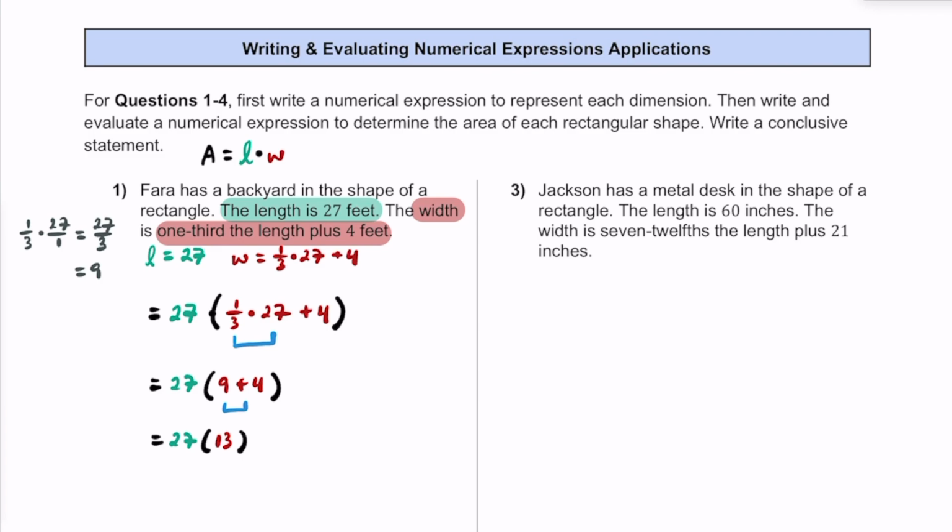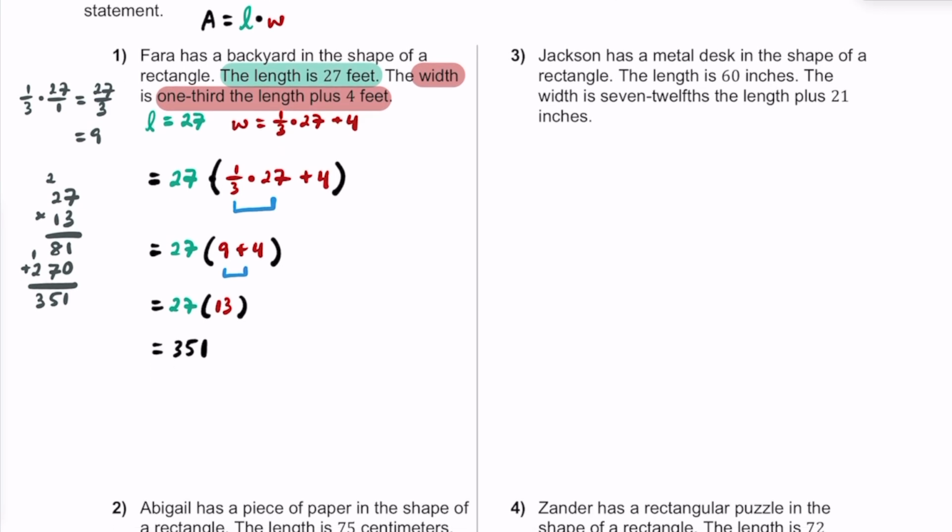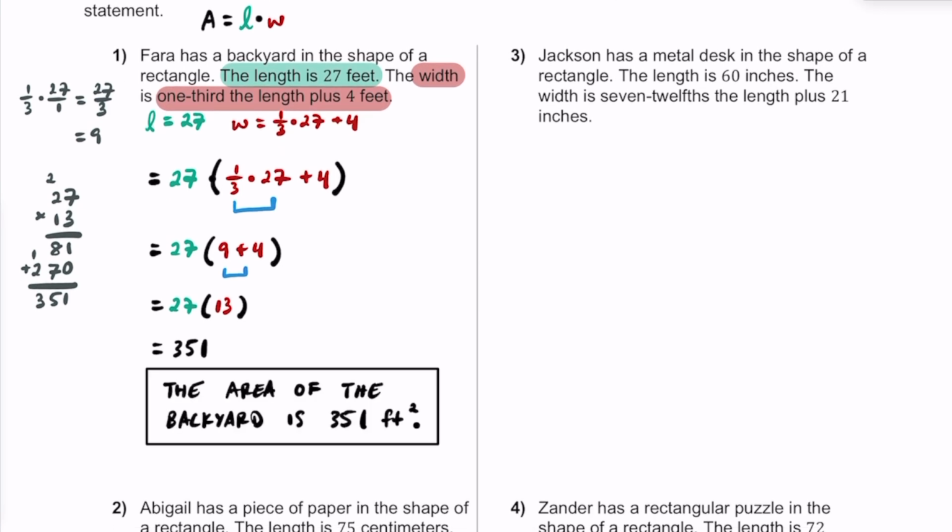Okay, so if we do 27 times 13, let's see what that's going to be. Well, 3 times 7 is 21, carry the 2. 3 times 2 is 6, plus 2 is going to be 8. We'll carry that placeholder here. The 7 is going to come on down, and the 2 is going to go right next to it. Okay, so let's add these. We're going to get, I think, 351 here. This would be our area. All right, so what can we conclude here? We can summarize our answer and say that the area of Farah's backyard is 351 square feet.